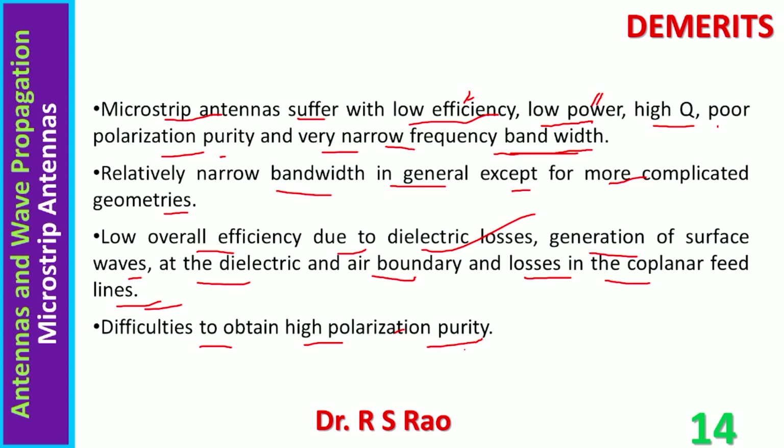What is this polarization purity? If an antenna is expected to give a horizontally polarized wave, and if it gives a horizontally polarized wave, then polarization purity is ensured. If it gives other polarizations also, in addition to the expected polarization, then the purity of polarization is spoiled.